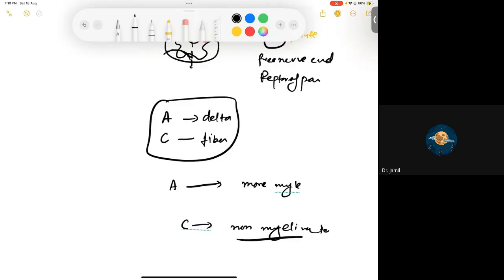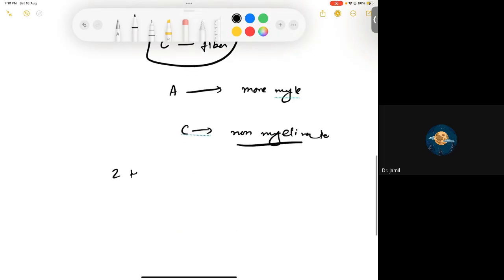So if they are non-myelinated, the C fibers, it means that the pain sensation through these fibers is going to move really slow. So it means that we have two types of pain, right? Depending on these fibers, two types of pain. One is the fast pain and the other is slow pain. Do you guys have any idea what is fast pain and what is slow pain?